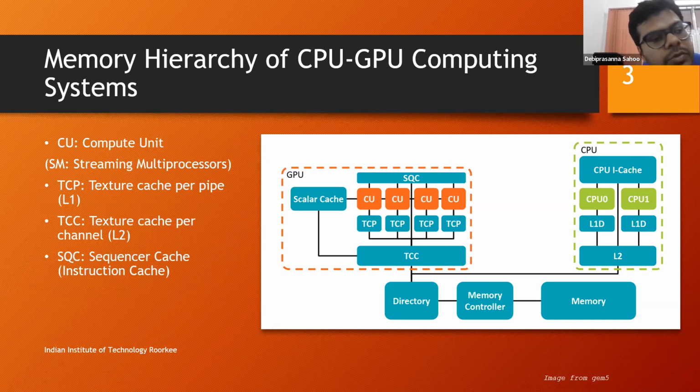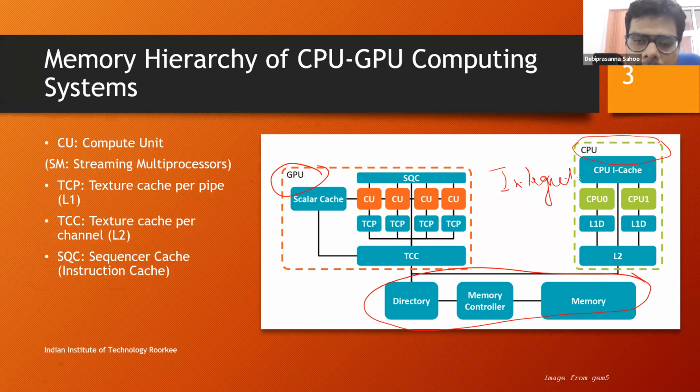So let's talk about the memory hierarchy first of a heterogeneous computing system. Let's talk about the heterogeneous memory system, where you have a CPU and a GPU, and how they are getting connected to the main memory. The architecture that I'm showing here is a kind of integrated GPU architecture. So the CPU has its own instruction cache. Let's say this is CPU 0, CPU 1. They have their own data caches.